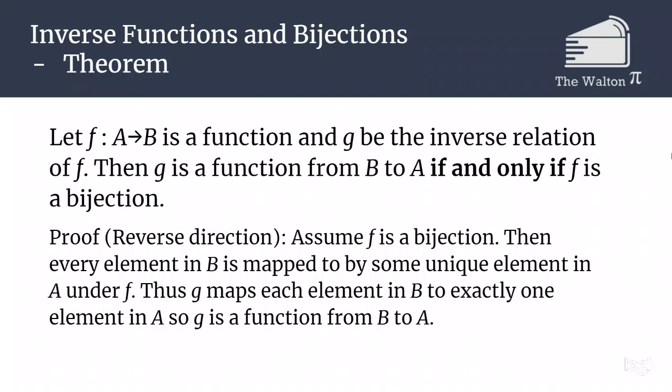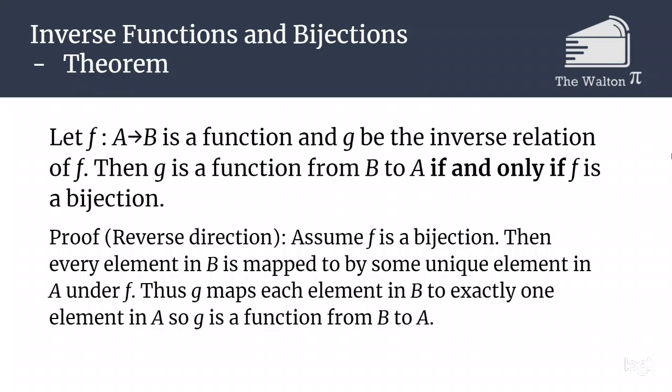For the reverse direction, we start by assuming that f was a bijection. Then that means that every element in B was mapped to by some unique element in A under the function f. That tells us that g then maps each element in B to exactly one element in A, so that tells us that g is a function from B to A.